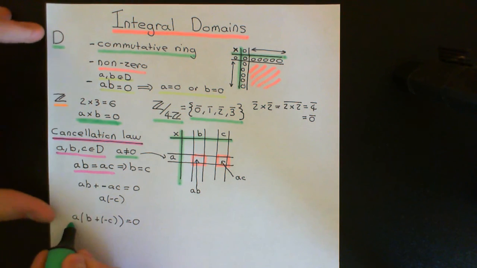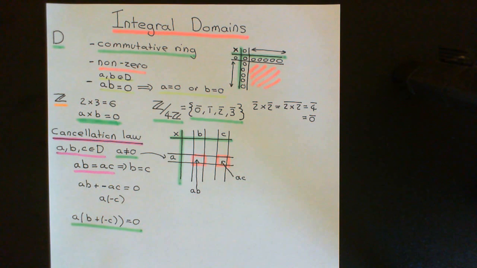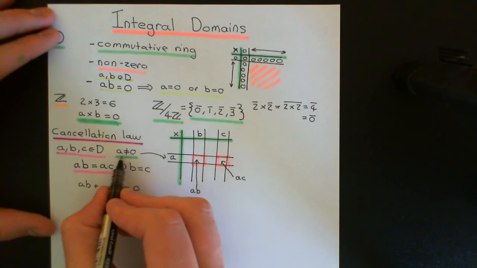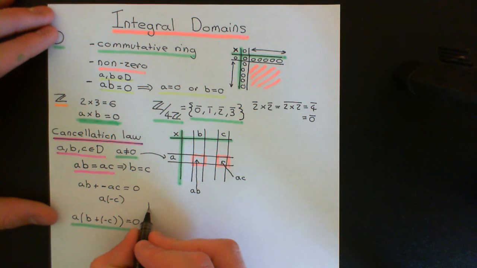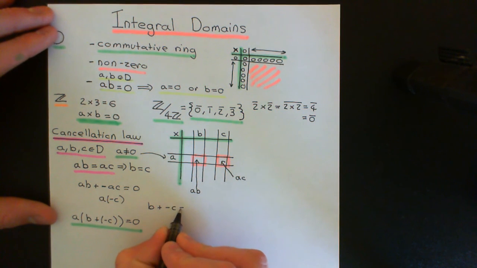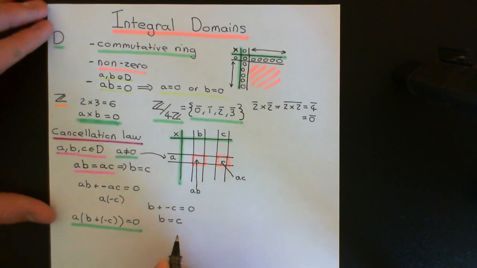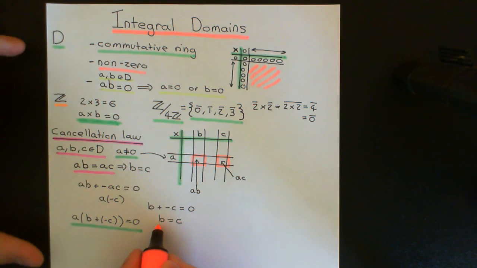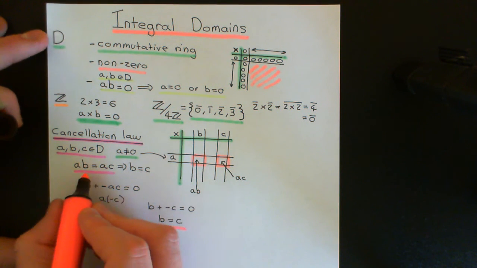But now I have two things multiplying together to give 0, and we know that we are working in an integral domain here. So if you have two things multiplying to give 0, it implies that one or the other is equal to 0, or both are equal to 0. You can't have two non-zero elements multiplying together to give 0. Now, I know that A is not equal to 0, that was the initial assumption, so that must imply, therefore, that B plus the additive inverse of C is equal to 0, and therefore add on C to both sides and you'll get that B is equal to C. So B must equal C if A times B is equal to A times C.